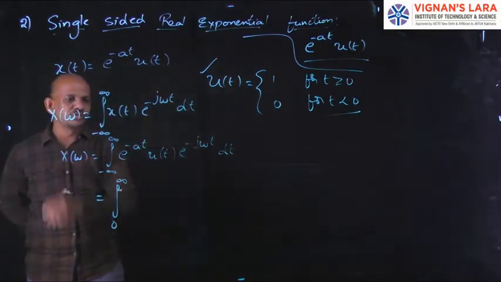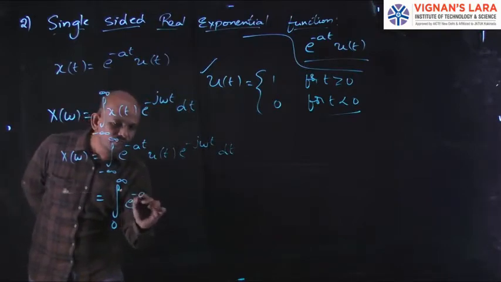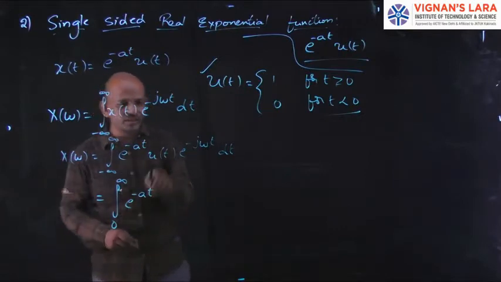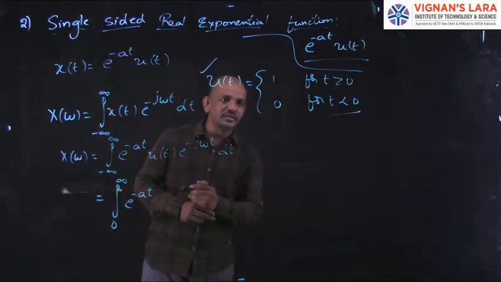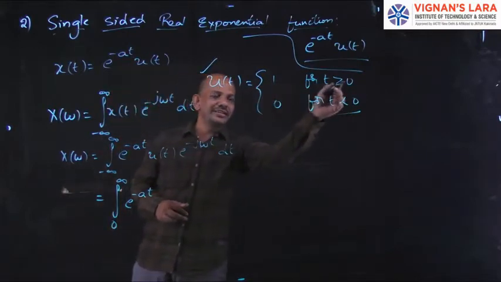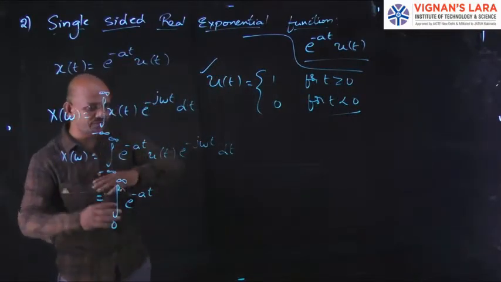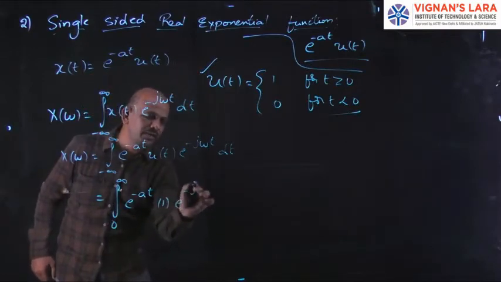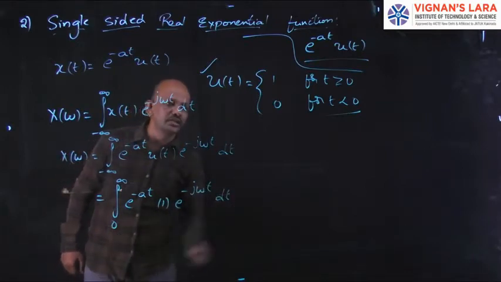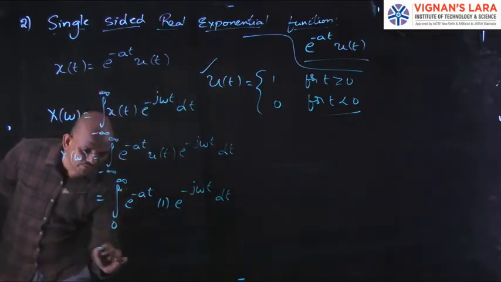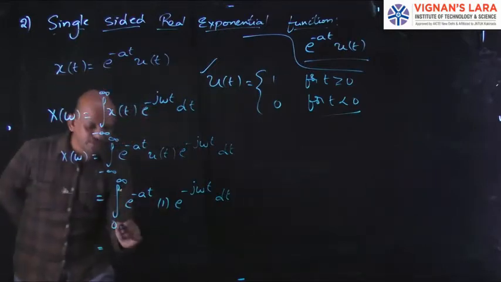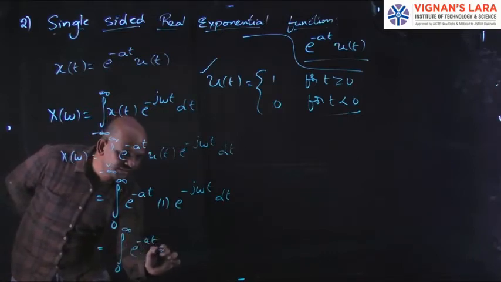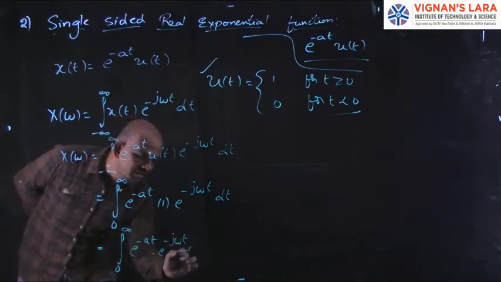So the integral from 0 to infinity of e to the power of minus at, and in 0 to infinity the value of u of t is 1. The value of u of t is 1 for t greater than or equal to 0. For all these values, u of t equals 1, multiplied by e power minus j omega t dt. That will be equal to simply the integral from 0 to infinity of e power minus at into e power minus j omega t dt.